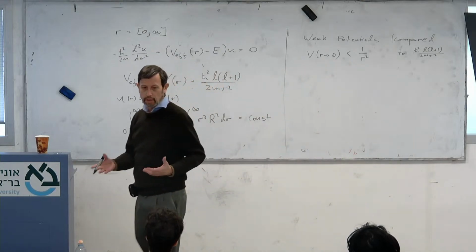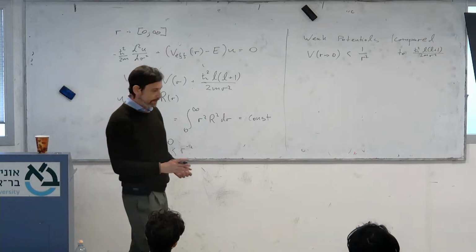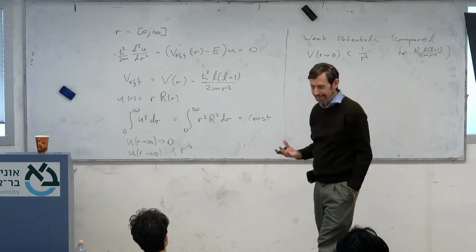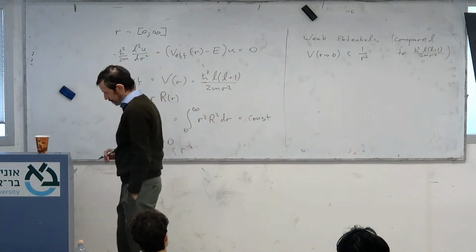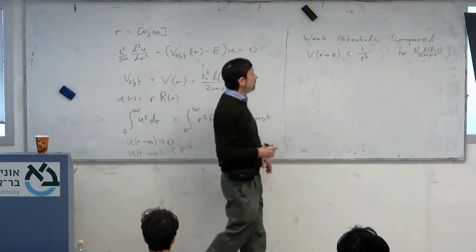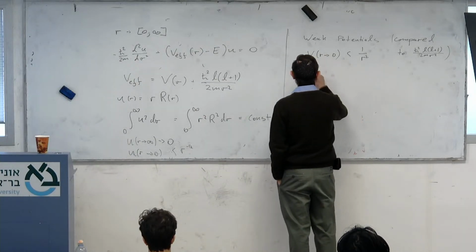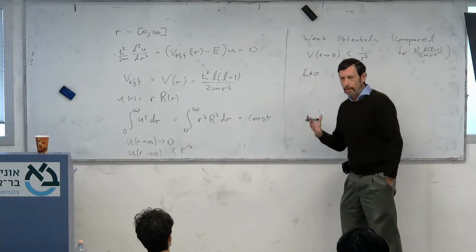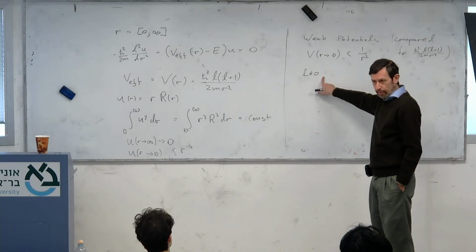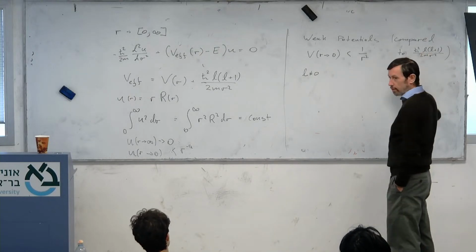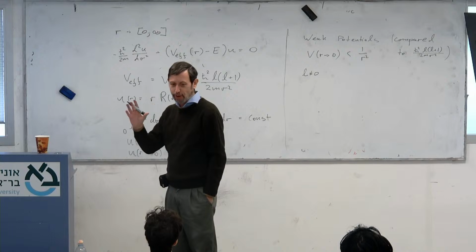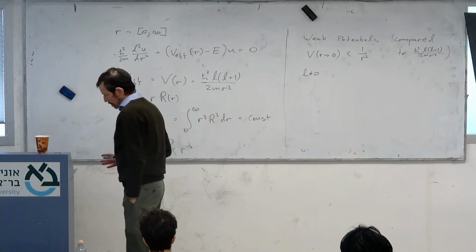So what do we know? Close to R equals 0, this guy gives me most of the contribution. So, as long as L is not equal 0 and we are talking about a weak potential, pay attention that this has to be fulfilled, because if it's equal 0, we have no contribution. So the weak part is the only part.